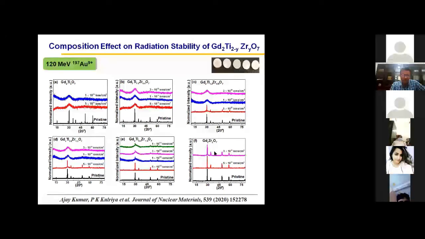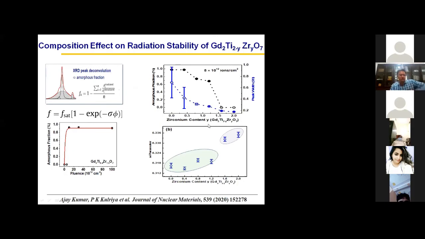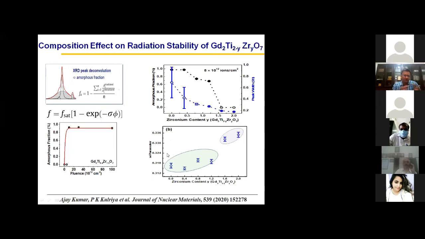So what would be the reason for that? We deconvoluted the X-ray diffraction peaks, calculated the area under the curve, and on the basis of that we calculated the amorphous fraction. You can see it is linearly increasing as we put in more and more zirconium. But the most important thing we find is in the refinement parameter for the crystalline sample, which is linearly increasing, and then there is a sudden jump.